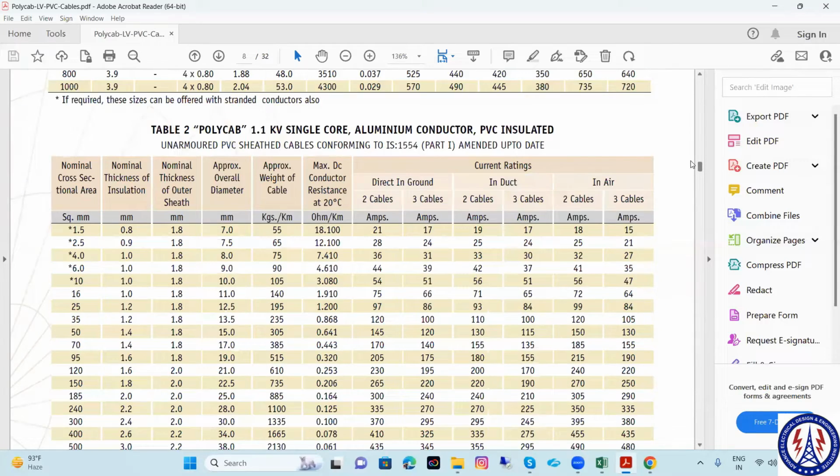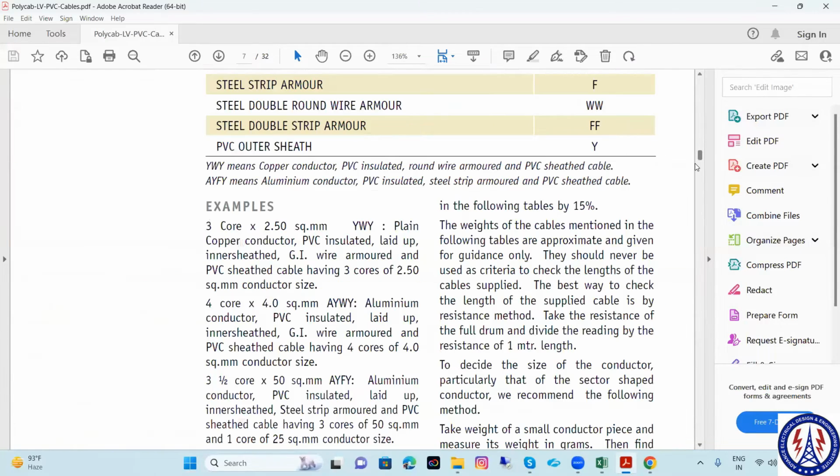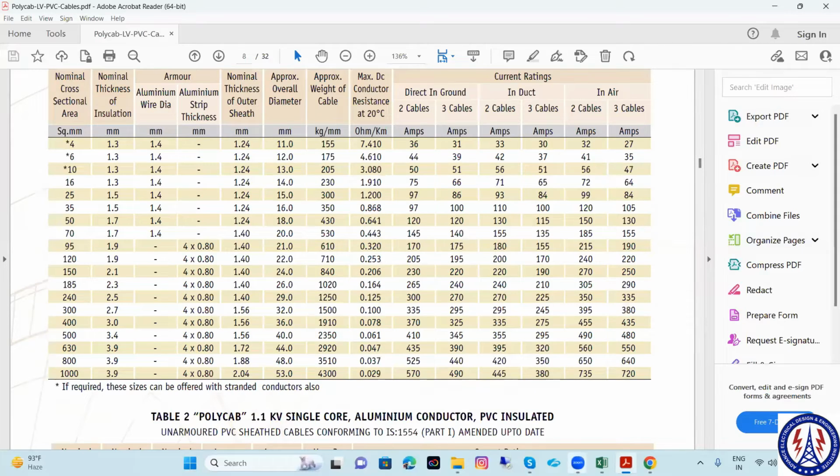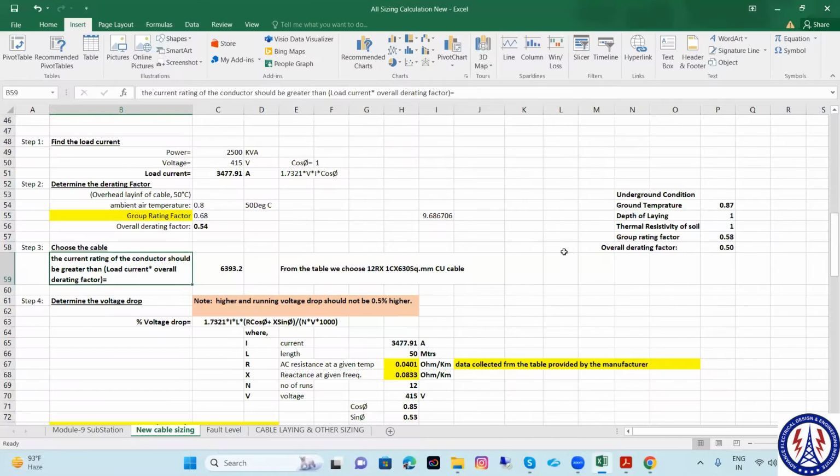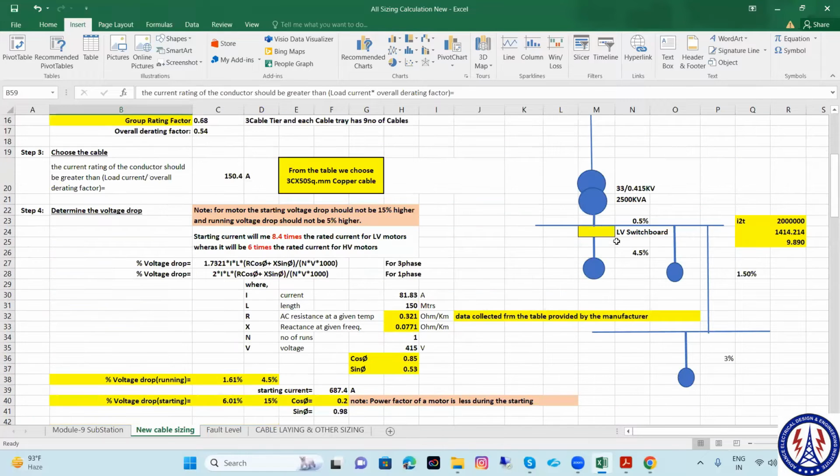When the transformer is the load, then we are taking from the tapping point to the transformer input. The cable sizing we are doing is from the transformer secondary to the panel. See, I am sizing for the transformer secondary, right? This is the load. So from transformer secondary to the panel, this cable I am sizing.